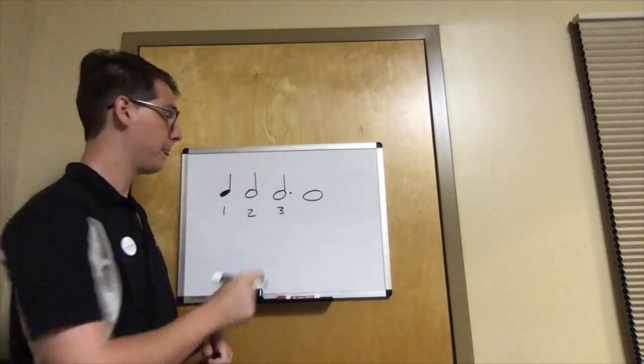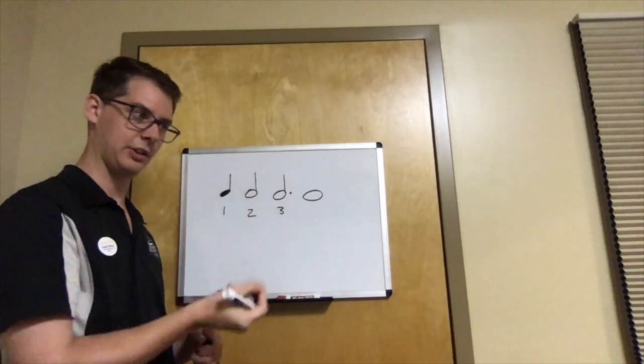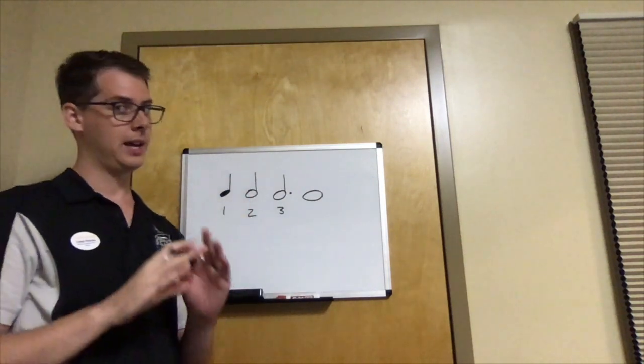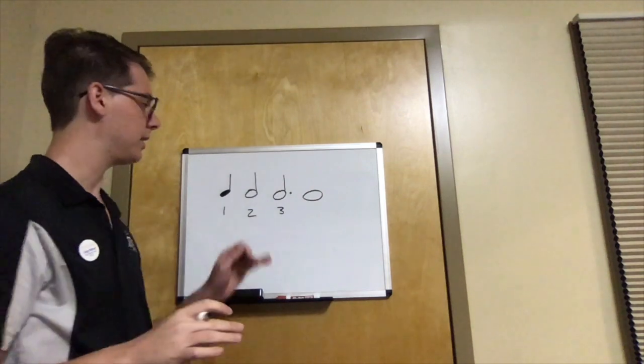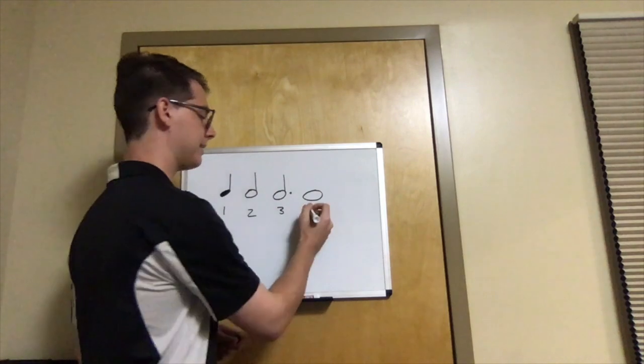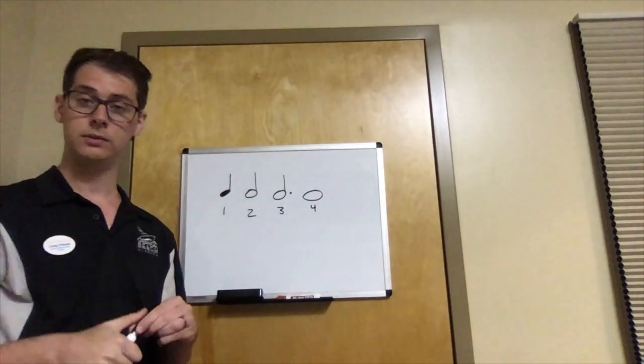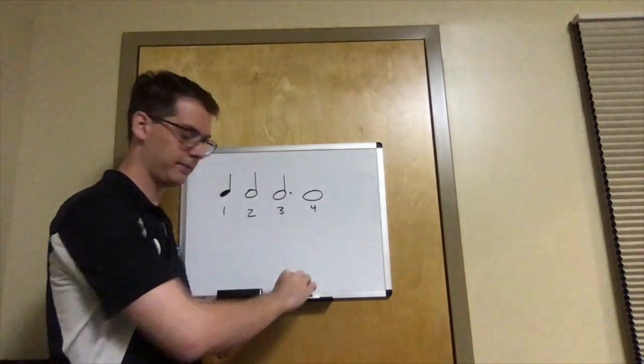Now remember, it's if the dot is out to the side of a note. If you see a dot that is underneath a note or on top of a note, that is very different. So, see it out to the side, increasing its value. Now lastly, we have our whole note, which is worth 4 beats.